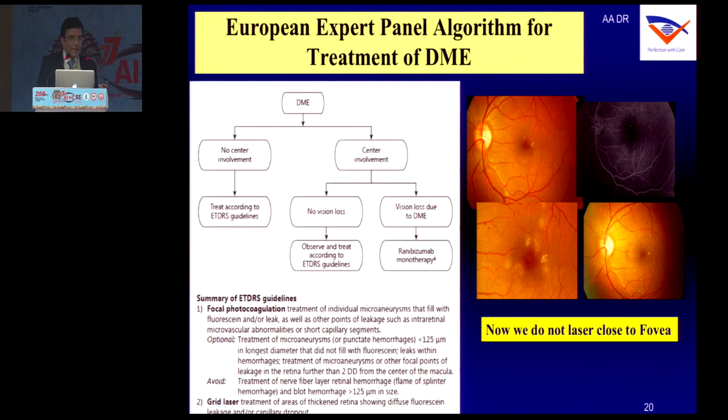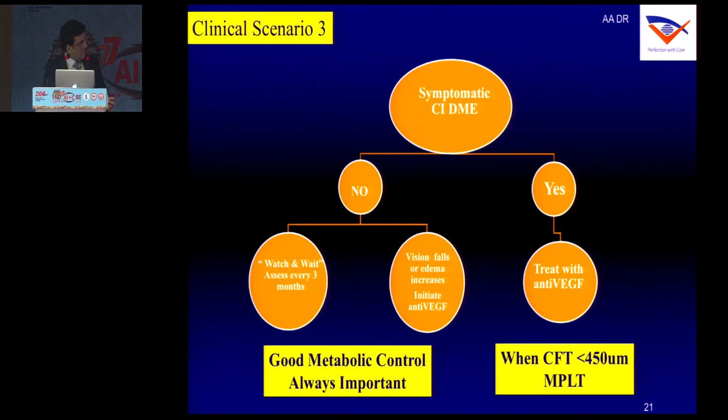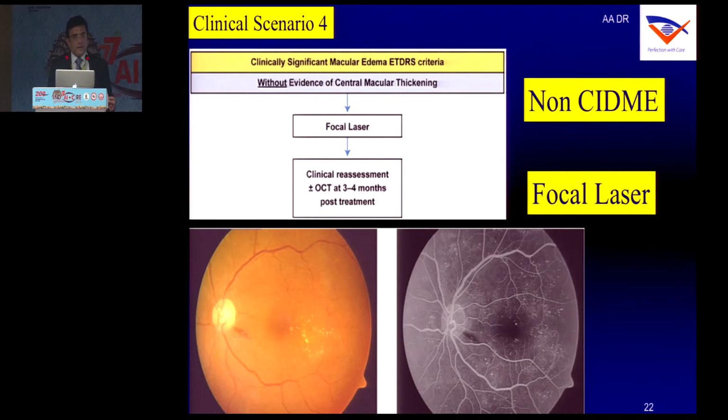However, with a central involving diabetic macular edema, today we'll be injecting anti-VEGFs, and for the non-central involving, we'll go ahead with lasers. So if you have a central involving diabetic macular edema and the patient is symptomatic, you treat with anti-VEGF. If the patient is not symptomatic, that means the vision has not come down, and we will discuss this part of the clinical trials, then we can wait and watch, and always metabolic control should go in all stages of diabetic retinopathy. Metabolic control is very important, whether it is non-proliferative or proliferative diabetic retinopathy.